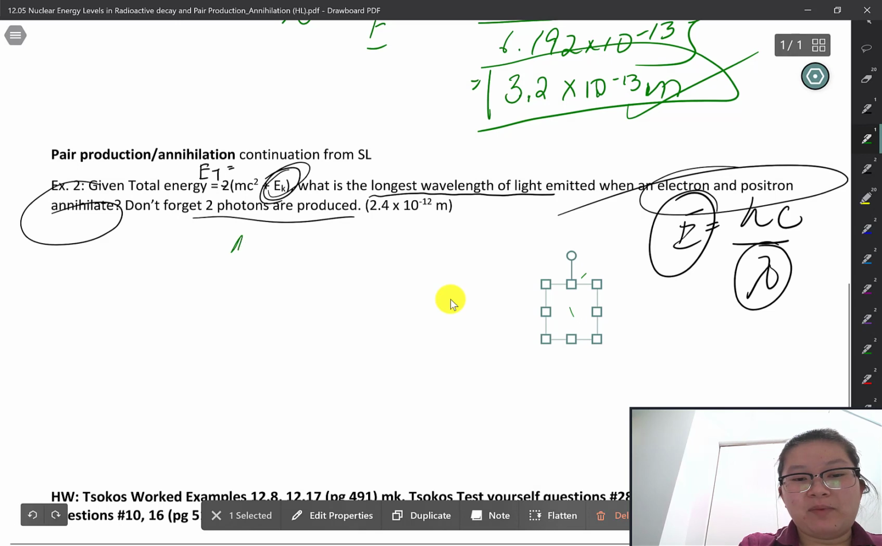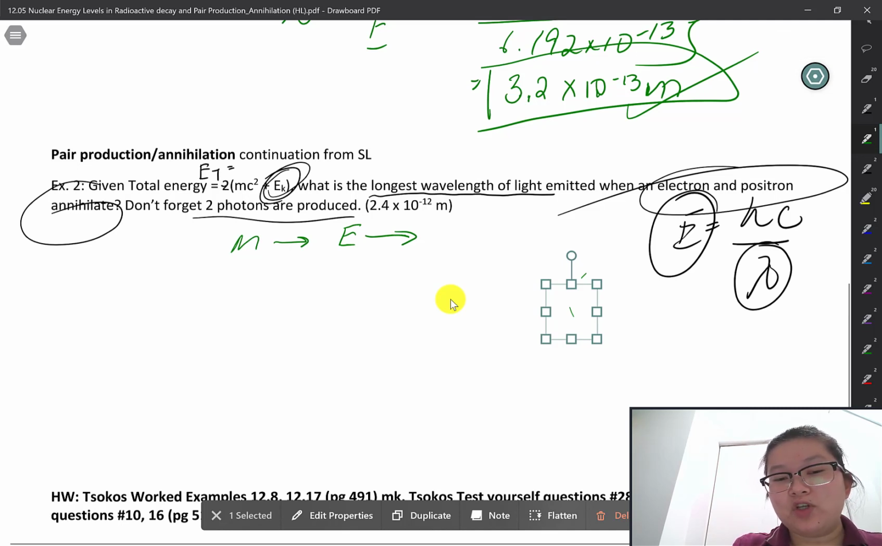Essentially, you're going to go from mass, which is going to turn into energy, and this energy is going to turn into some photon of light, which will produce a wavelength, or frequency for that matter. Okay, it's going to associate with a photon.